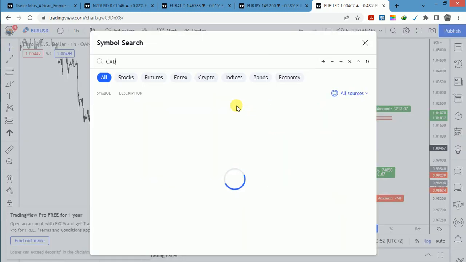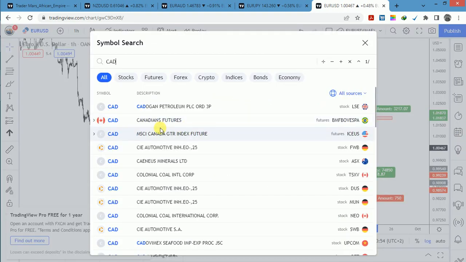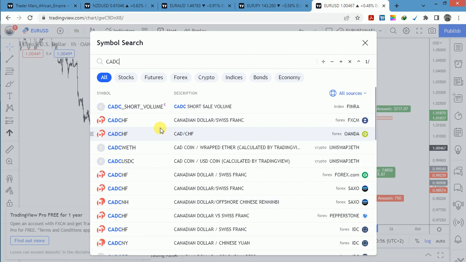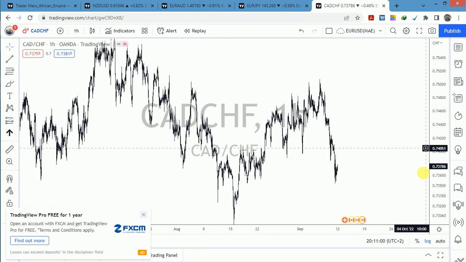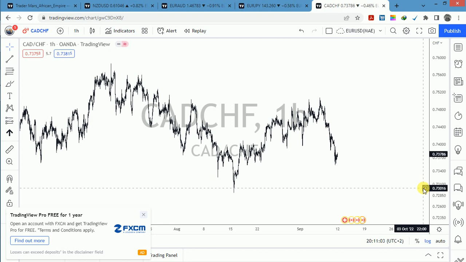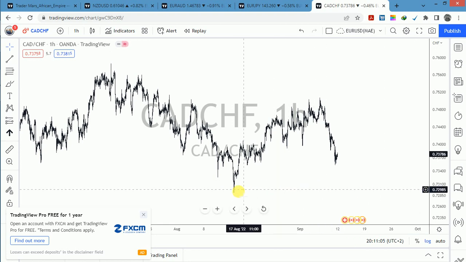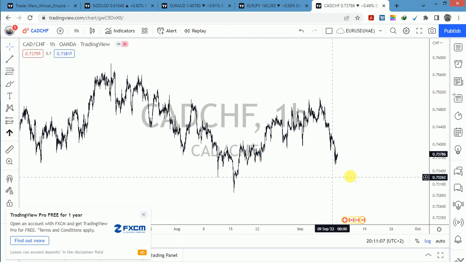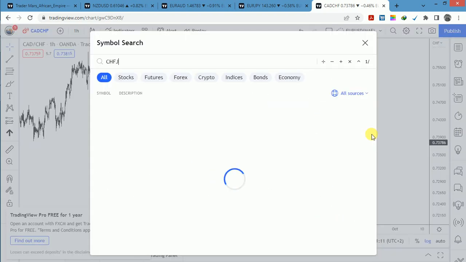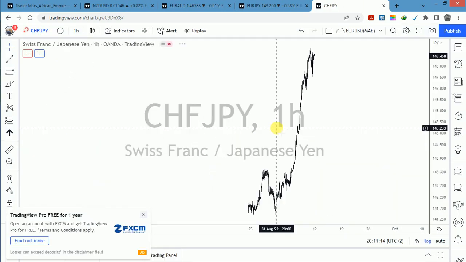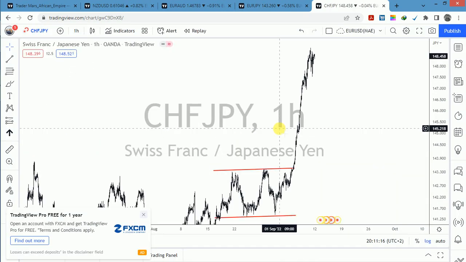Let me see if I can find something besides the euro pairs. What can I have? I think CAD CHF. Is there anything here? CAD CHF. Okay, nah. Let me not go for CAD CHF. CHF JPY. Do you have anything? This one's still crazy up there.